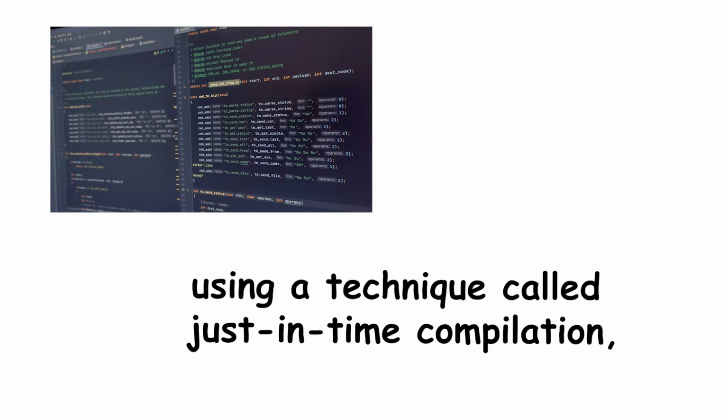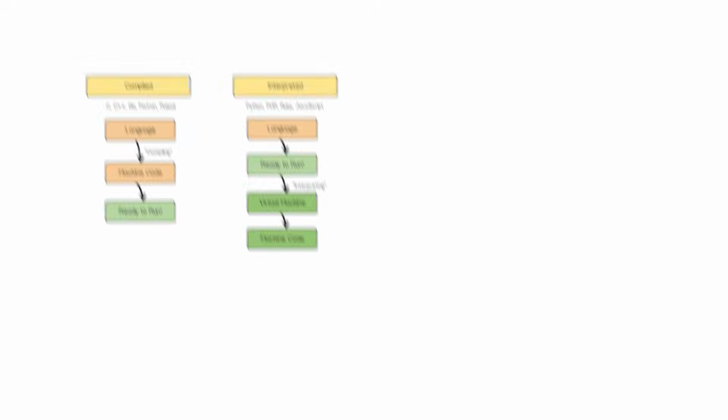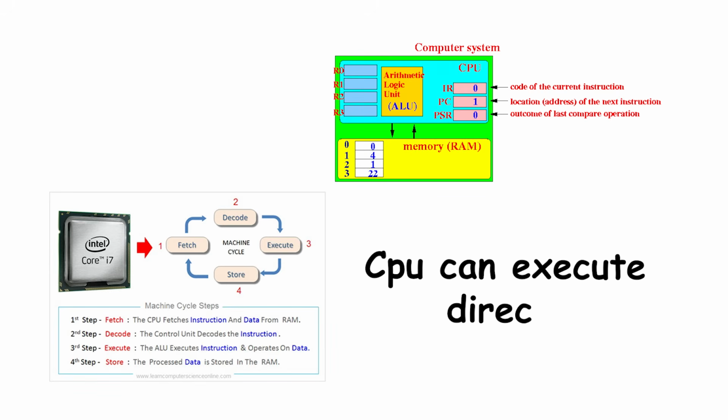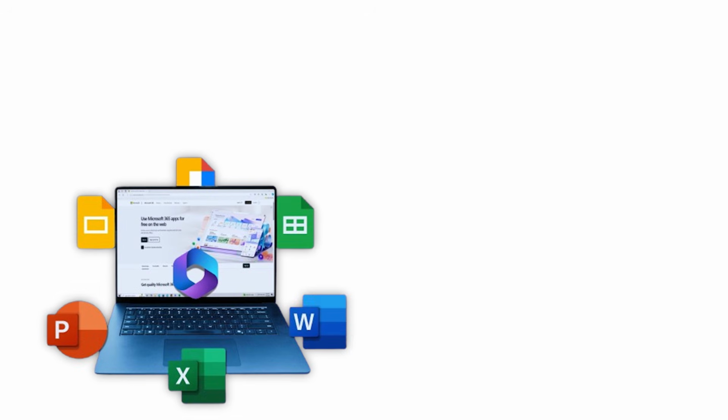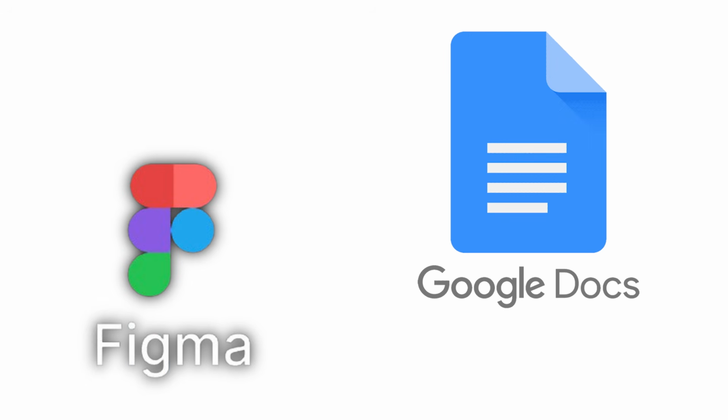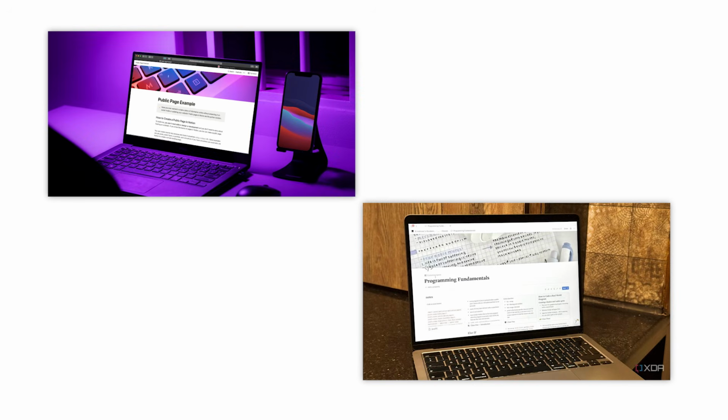It compiles JavaScript directly to machine code using a technique called just-in-time compilation, or JIT. That means the code does not get interpreted line by line. It gets converted into native instructions that your CPU can execute directly. This is why modern web apps, things like Google Docs, Figma, Notion, can feel almost as fast as software installed on your computer. Safari uses JavaScriptCore, also called Nitro.